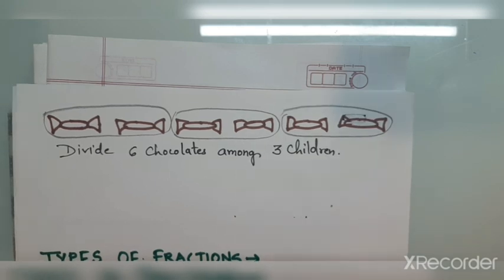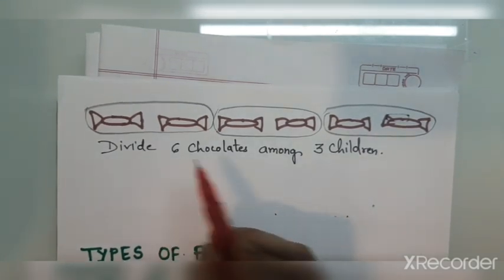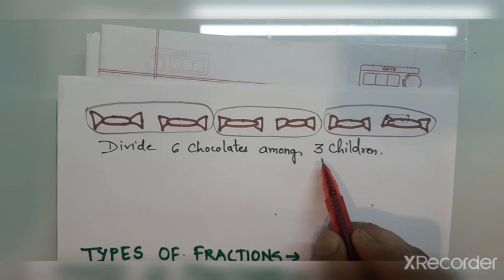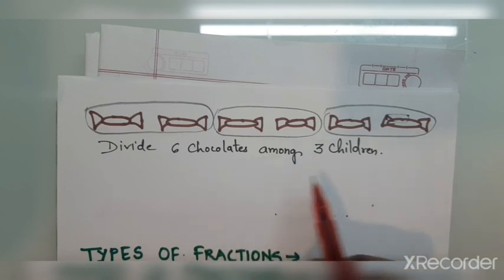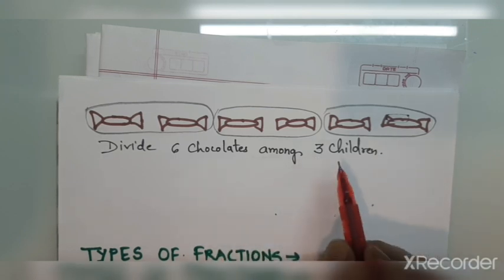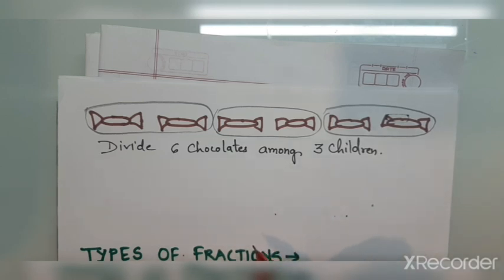Now, if there are 6 chocolates and we have to share them among 3 children. When there is a question of sharing, here there is a sharing of 6 chocolates among 3 children. So remember, whenever there is sharing, the thing that has to be shared should be in the numerator.